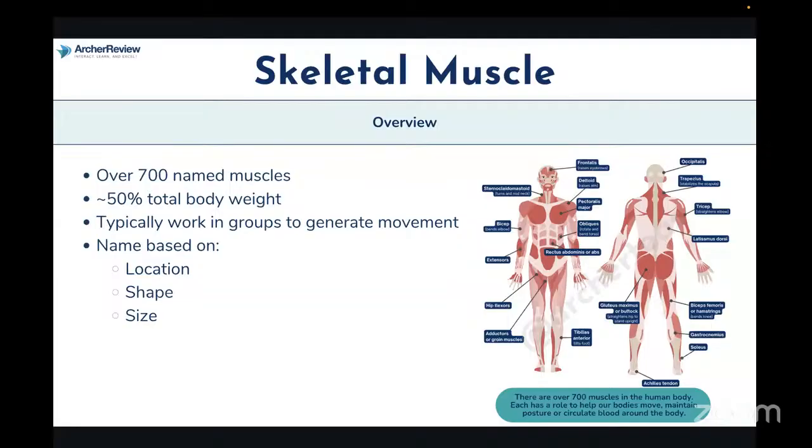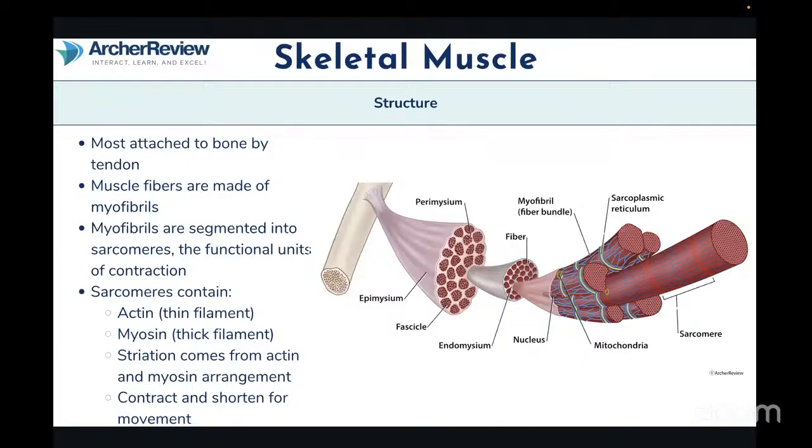So let's do a quick overview about the skeletal muscle then. There are over 700 named muscles in your body. And again, knowing those anatomical regions is going to help you remember which muscles are where. Where's their insertion point, for example? Muscles make up about 50% of your total body weight, and they absolutely work in groups for the most part to generate movement. So we name your muscles based on their location, based on their shape, and based on their size. The structure of the muscles, I think of almost like a hierarchy. So we'll talk about each one of these structures here in just a moment.